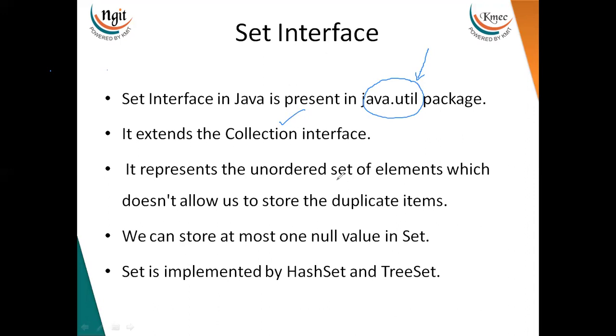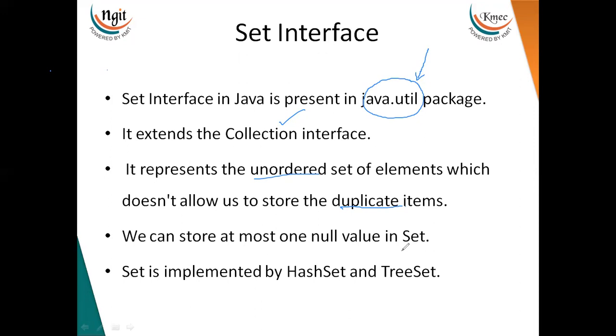And the elements in the set interface are unordered. Unordered means they are not stored in an ordered manner. And this set interface doesn't allow duplicate items, whereas list will allow duplicate items. This is one difference. The other difference is list will store an ordered set of elements, whereas set stores unordered elements. And here we can store only one null value in a set.